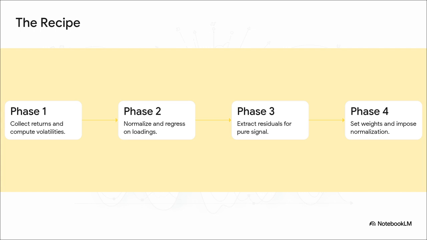Phase 1 collects the raw alpha returns, serially demeans them, and computes their volatilities. Phase 2 normalizes them, cross-sectionally demeans them, and runs a regression against specific loadings, or lambda variables, to strip out any common market factors. Phase 3 extracts the residuals, represented mathematically as epsilon, which isolates our pure signal. And finally, Phase 4 sets the final weights and imposes strict normalization. The factory line is complete.